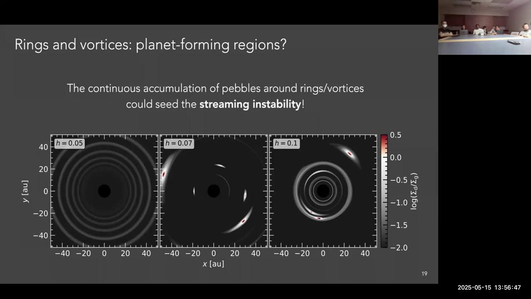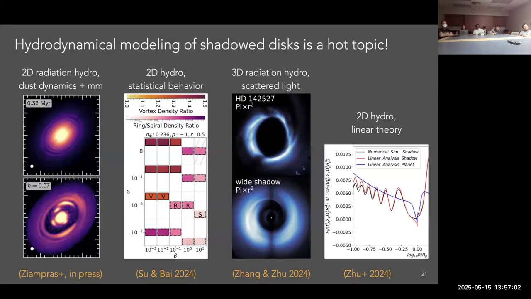So you're in a case where the streaming instability might start coming into play. You have a dust to gas ratio of 10%, a Stokes number of like 10 to the minus 2. Maybe over time you can reach higher dust to gas ratios, start seeding a streaming instability, start forming planets. I don't know. So this is a hot topic at the moment.